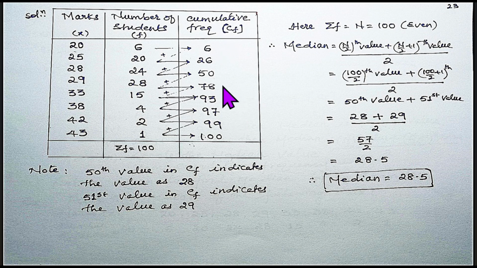For that you have to find out the cumulative frequency. Cumulative frequency means write the first frequency as it is, then add 6 to 20, you will get 26. Take 26, add to 24, we get 50.